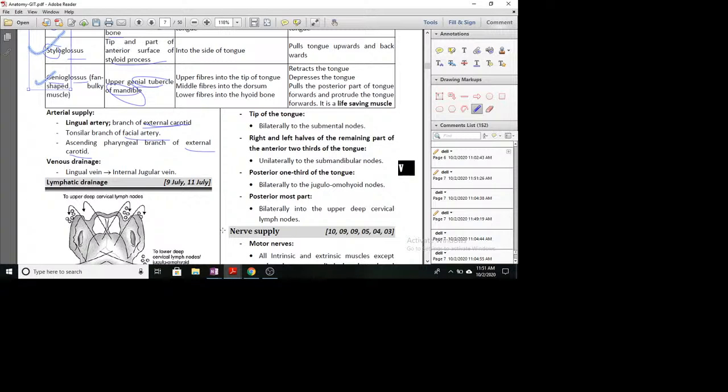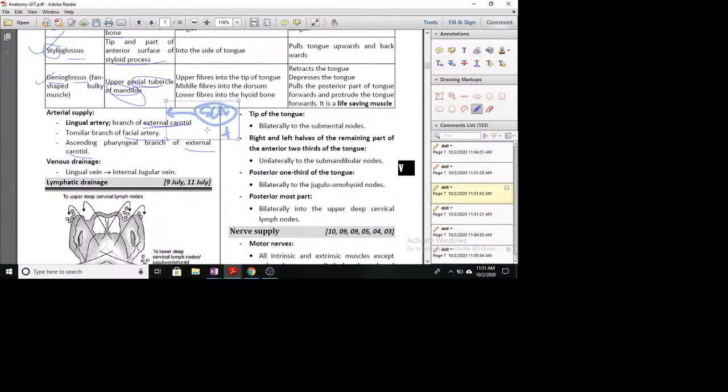So there are two branches. The external carotid artery has a special branch for the tongue. This is called the lingual branch. Obviously, the facial artery also supplies the tongue, by the tonsillar branch of the facial artery, and it is not that important. And the ascending pharyngeal.